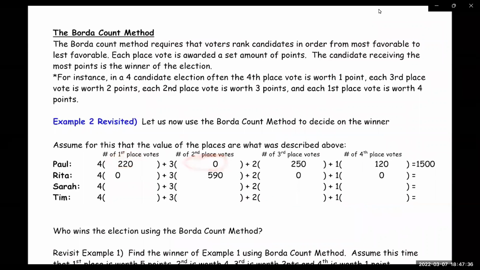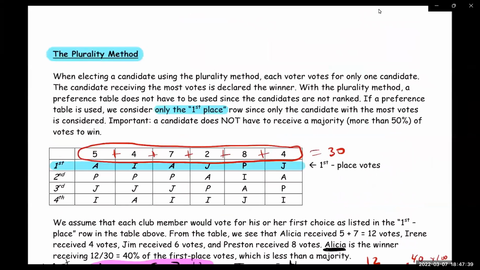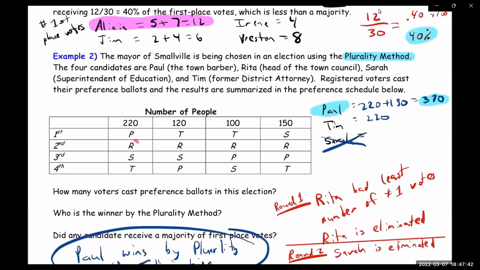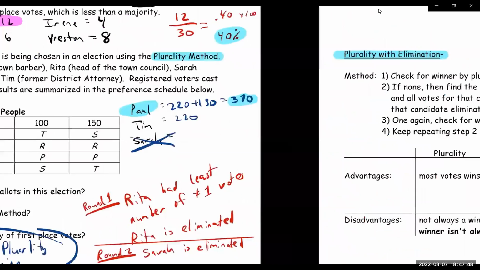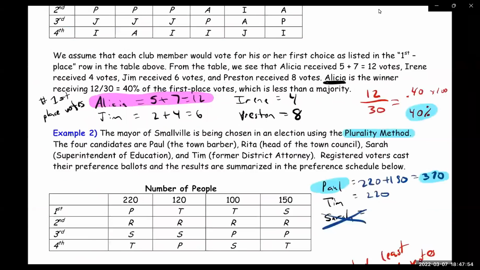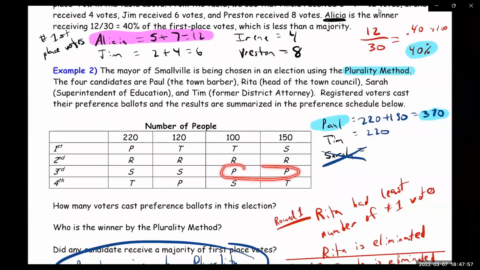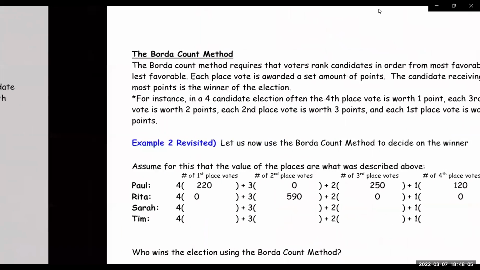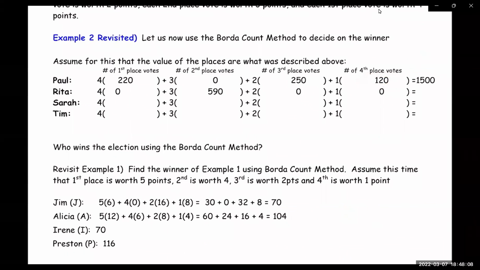And then second place votes, I don't think he got any. If you look at the second place votes, there's no Paul, no Paul, no Paul, no Paul. Actually, nobody did except Rita. Rita was the only one. So Paul gets 0 second place. Third place, he got 250. Paul got 250 third place votes. And then he got 120 fourth place votes. So if you multiply this number plus multiply this number plus multiply this number plus multiply this number, you get a total score of 1,500.